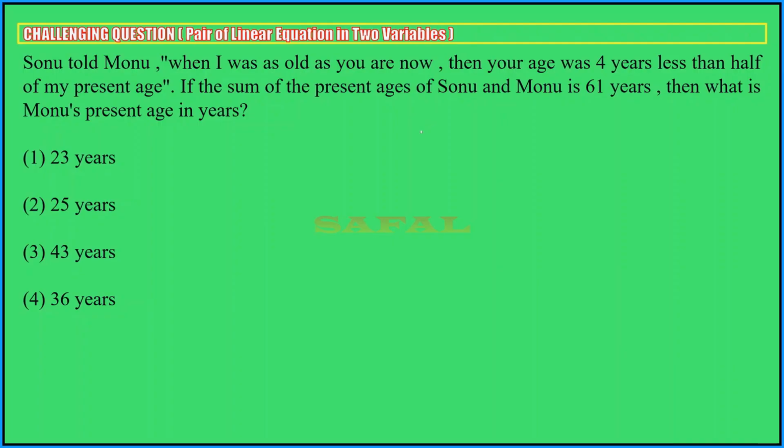Sonu told Monu, when I was as old as you are now, then your age was 4 years less than half of my present age. If the sum of present ages of Sonu and Monu is 61 years, then what is Monu's present age in years? So let's see how to work it out.